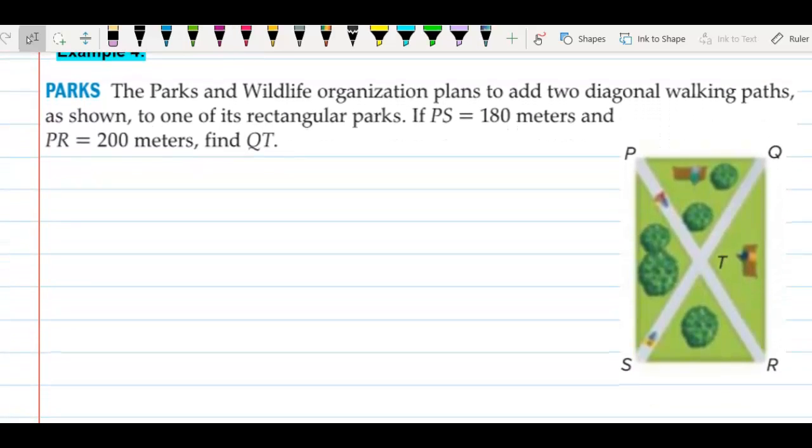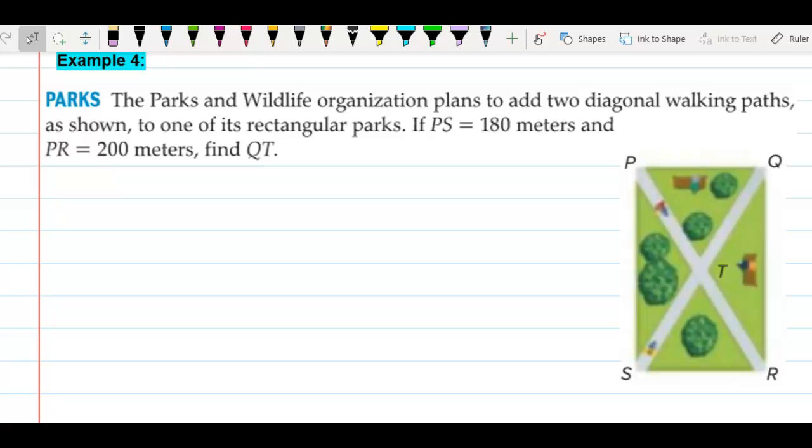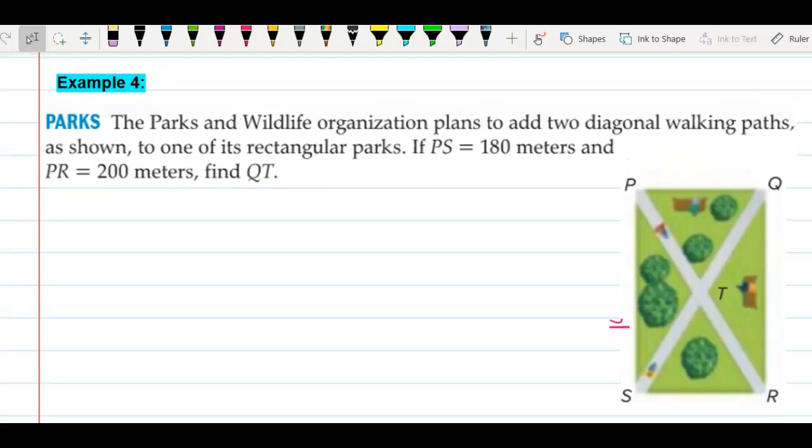Okay, so we have the Parks and Wildlife Organization plans to add 2 diagonal walk paths as shown. PS is 180 meters.